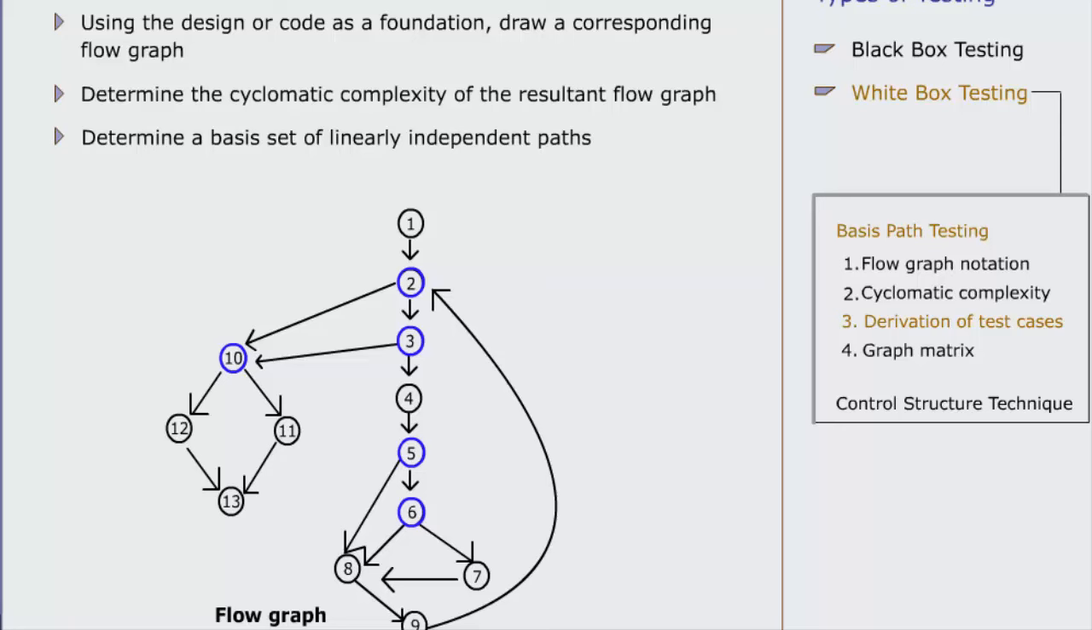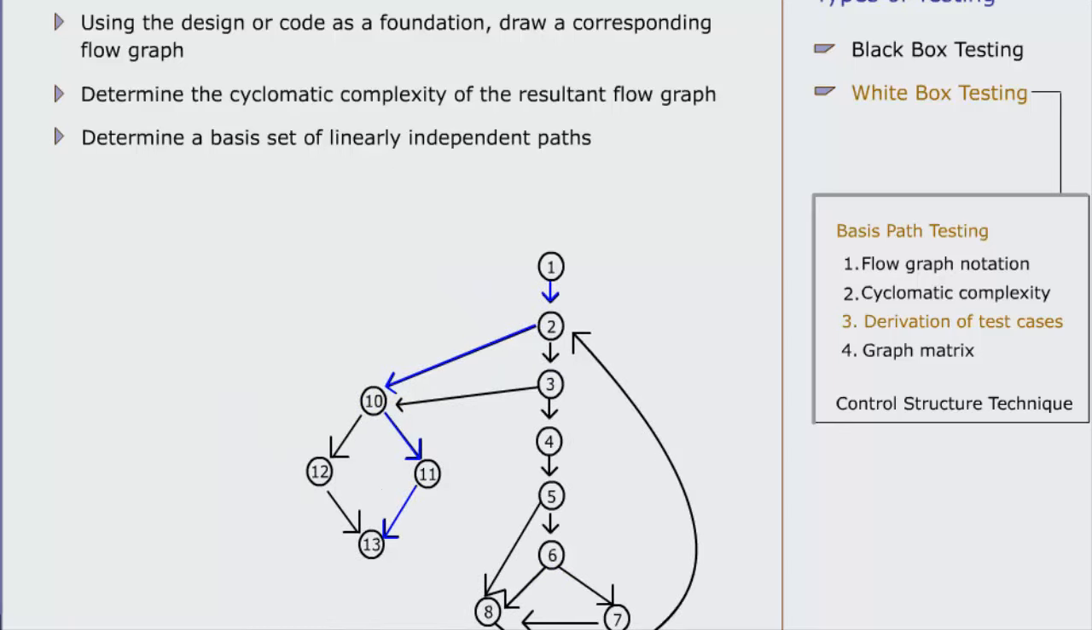Determine a basis set of linearly independent paths. Linearly independent paths through the program control structure can be determined through cyclomatic complexity. Therefore, 6 paths are identified for this procedure. Path 1 would comprise nodes 1, 2, 10, 11, 13. Similarly, other paths would be as shown on screen.